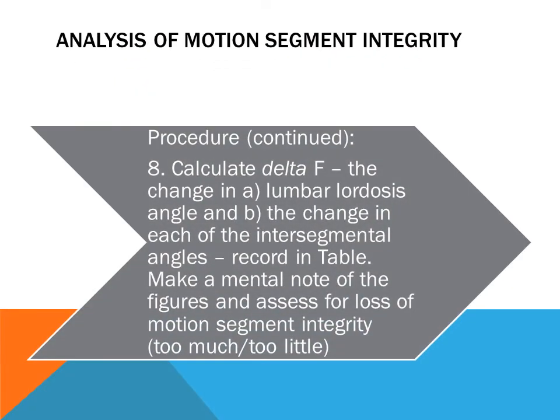As we did before, we're going to calculate the delta E now, which is the change in lumbar lordosis angle in moving from neutral to extension, both globally and then in each of the intersegmental angles. And again, we're going to make a mental note of the figures, and mentally assess for alterations of motion segment integrity, whether there's too much motion or too little motion.